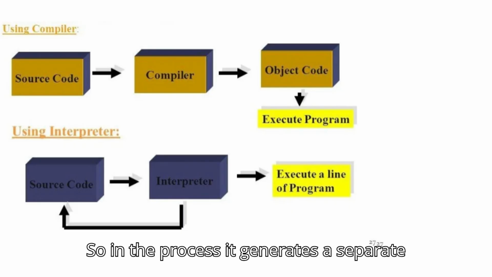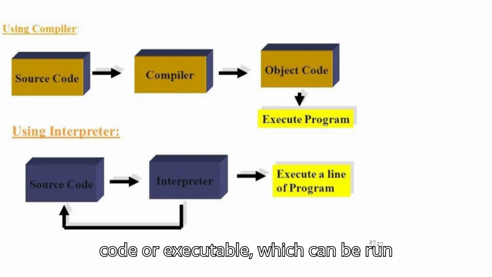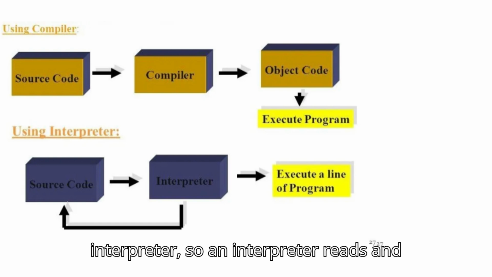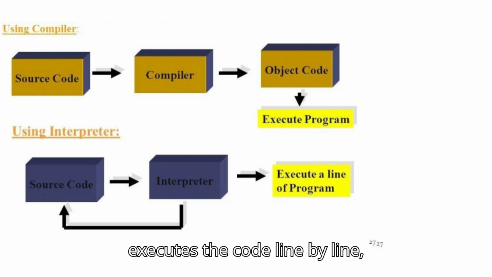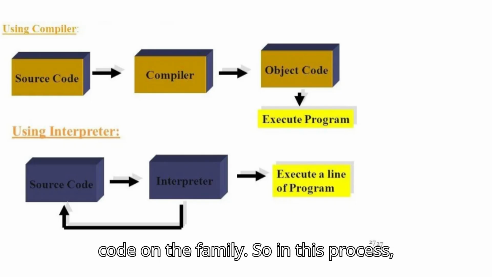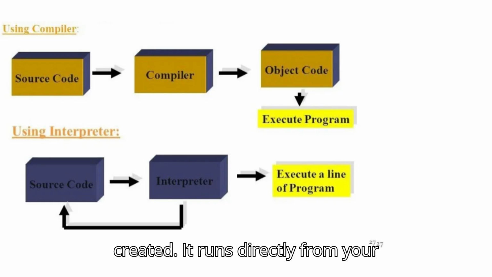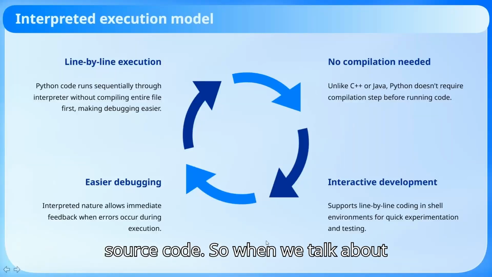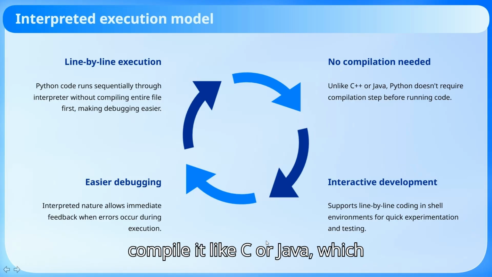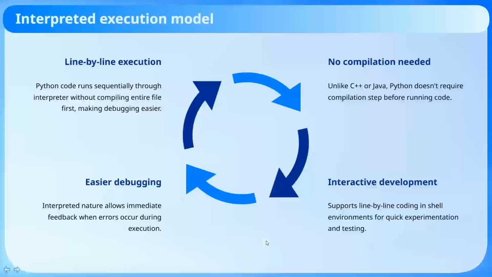In the process, it generates a separate file, often called the object code or executable, which can be run independently. Then, when we talk about an interpreter, an interpreter reads and executes the code line by line, translating each statement into machine code on the fly. In this process, there is no separate executable created, it runs directly from your source code. So Python code runs line by line using an interpreter. You don't compile it like C++ or Java, which makes debugging and experimenting much easier.